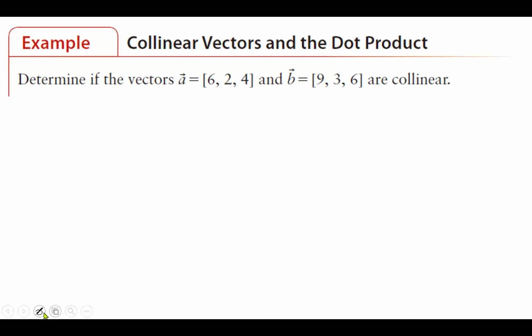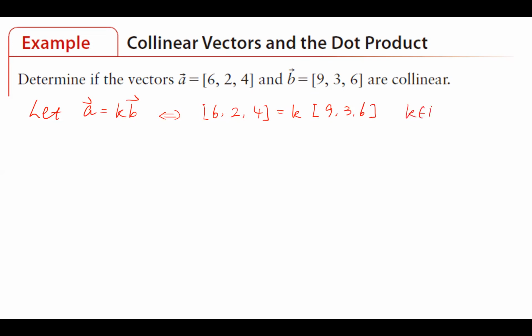Okay, note that two vectors are collinear is equivalent to one of the vectors can be expressed as k times another vector, right? So we can try to let vector A equal k times vector B. If there is a solution for k, then A and B should be collinear, right? So that's equivalent to A = kB, where k belongs to the real number set.